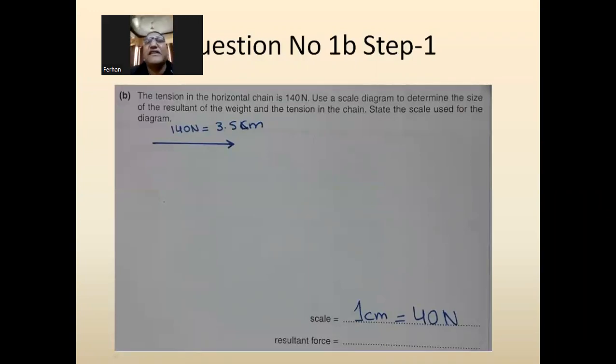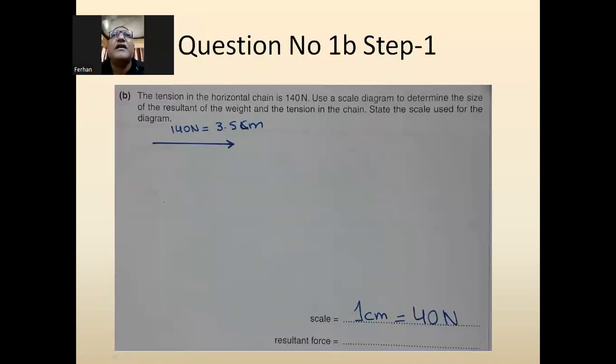So we have selected the scale that 1 centimeter will represent 40 Newton, and because 140 Newton was the tension in the horizontal chain, I will draw according to this scale 140 divided by 40, and that will be 3.5 centimeter. So it means that 140 Newton will be represented with a horizontal line, 3.5 centimeter long. You can see that I have drawn that line of 3.5 centimeter, which is perfectly horizontal.